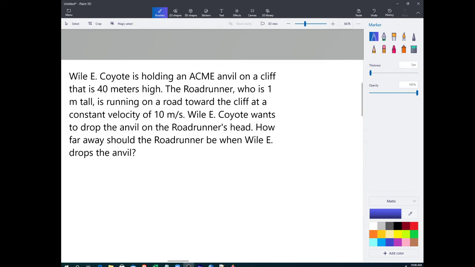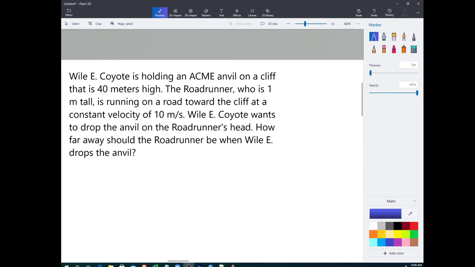Alright, so for problem 8, we have Wile E. Coyote holding an Acme anvil, and if you've ever watched the old Looney Tunes, you're very familiar with the situation. He's holding the anvil on a cliff that is 40 meters high. The Roadrunner, who is 1 meter tall, we are going to use that, is running on a road towards the cliff at a constant velocity of 10 meters per second. Wile E. Coyote wants to drop the anvil on the Roadrunner's head.